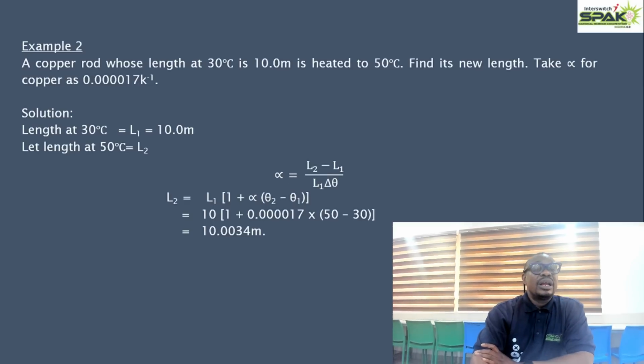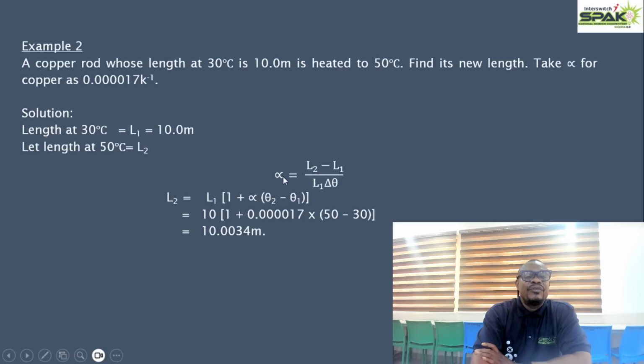Number 2 question under linear expansivity. It says a copper rod whose length at 30 degrees Celsius is 10 meters is heated to 50 degrees Celsius. Find its new length, that is L2. Take alpha, that is linear expansivity, for copper as 0.000015 per Kelvin. Now the first thing we have from our given parameters is the length, which is L1, 10 meters, but that length is at a temperature of 30 degrees Celsius. So the second temperature is 50 degrees Celsius. What is the new length?